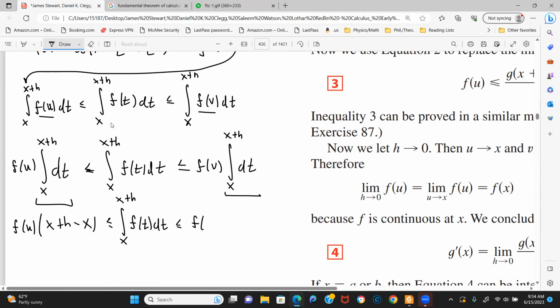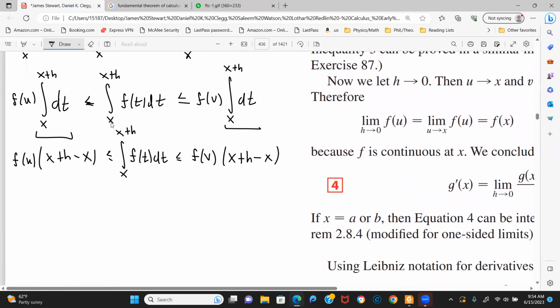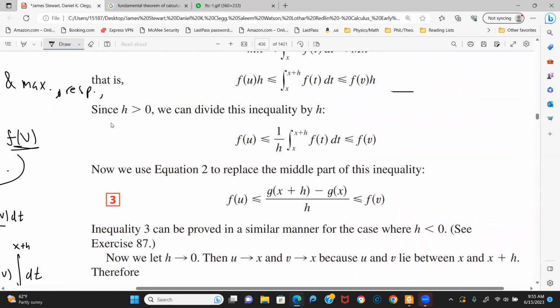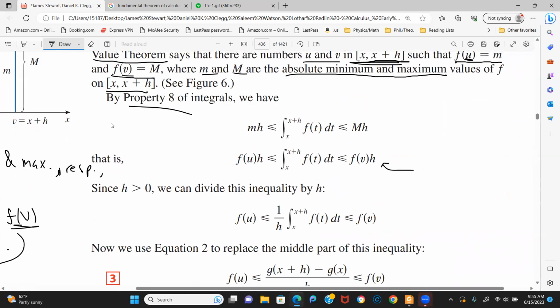And then this will be f of v times the length of the interval, which would be x plus h minus x. And then when you simplify everything, it'll be f of u times h less than or equal to the integral of x to x plus h of f of t dt less than or equal to f of v times h. Okay, and that's exactly what we have right here. So that's how they got that. They kind of just threw in a bunch of steps and didn't show them. So that's why we have these lines right here.